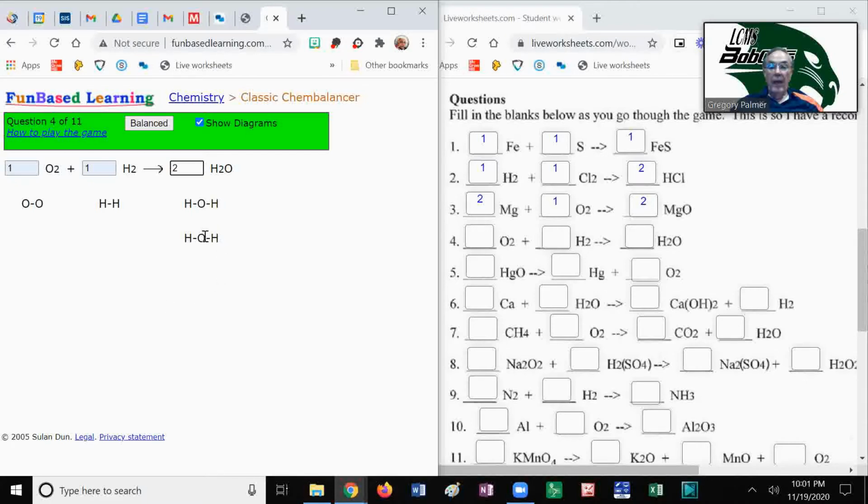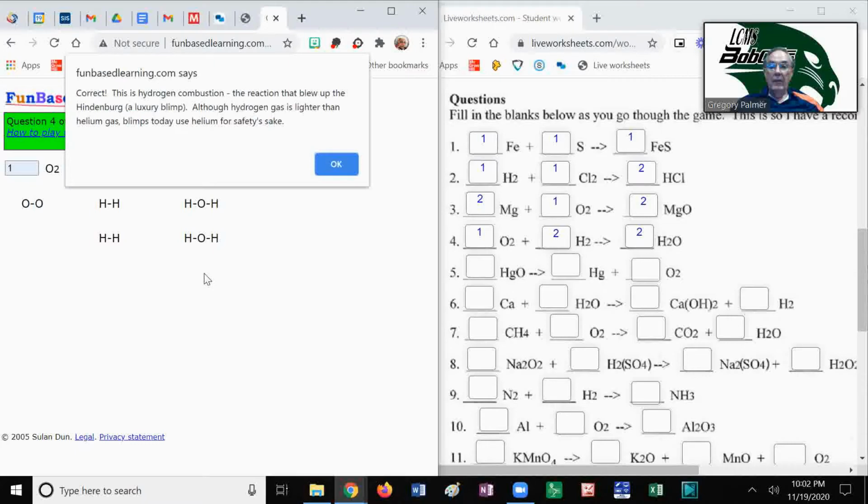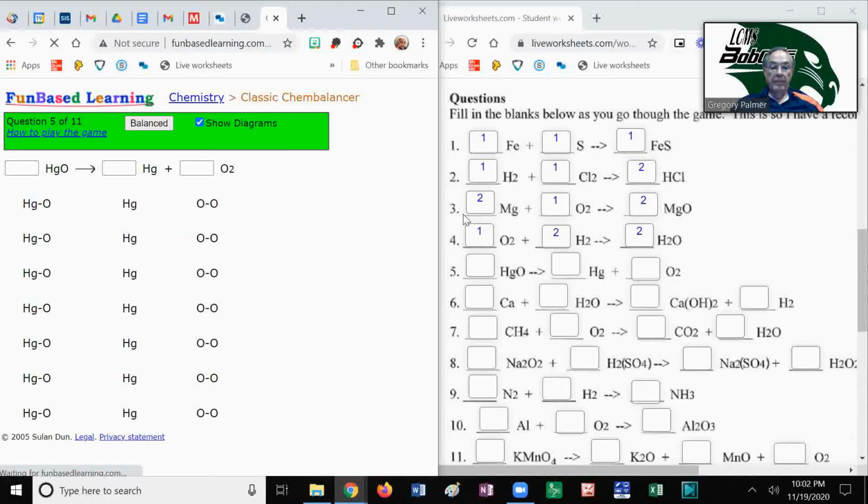When I do that, I see that there's 2 oxygens over here and 2 oxygens over here, but there's 4 hydrogens over here now. So I need to bump this up to a 2. Now there's 4 hydrogens on this side, 4 on this side, 2 oxygen, 2 oxygen. So this looks balanced. Put this in over here. We need to check. It says we're correct. So we'll go to the next one.